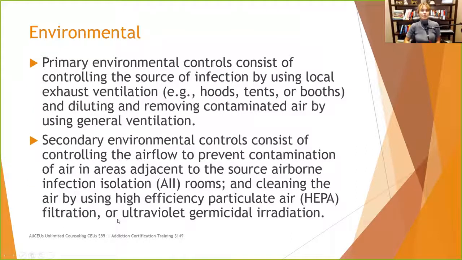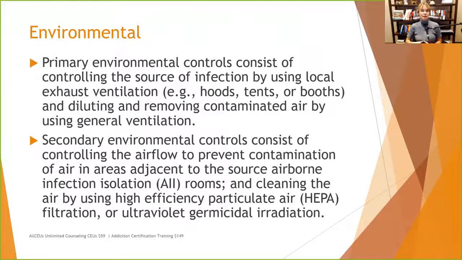Environmentally, primary environmental controls consist of controlling the source of infection by using local exhaust ventilation, hoods, tents, or booths, and diluting or removing contaminated air by using general ventilation. Now, this is when you're treating people with TB disease. In our clinics, people are going to come in. We don't have this kind of stuff set up, but it's important if you screen somebody who you determine might need to be tested that you air out your office.